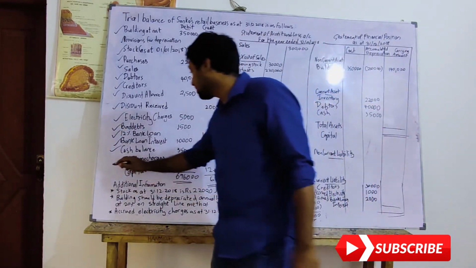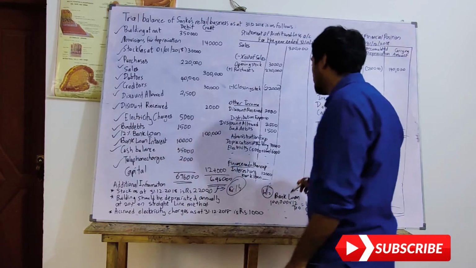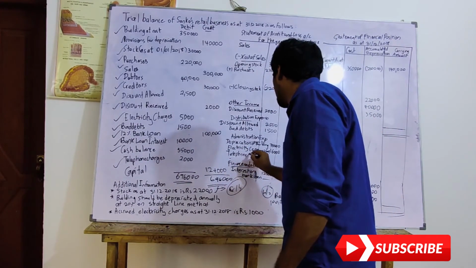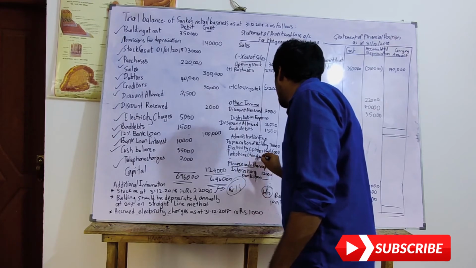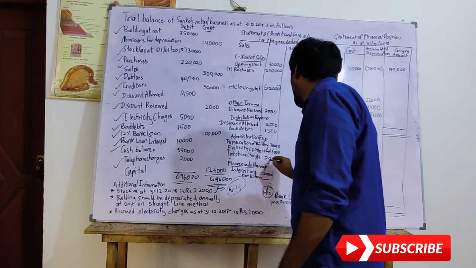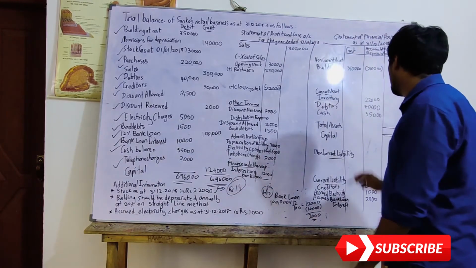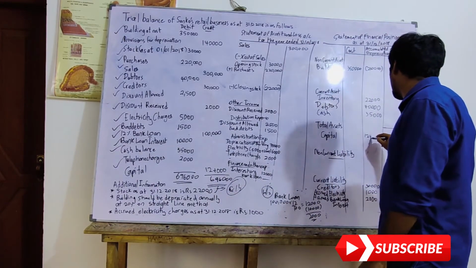Telephone charges 2,000 is an administration expense. So I'll write in an administration expense as telephone charges. How much is telephone charges? 2,000. So I'll record 2,000 here. Then I have capital 124,000. Yes. So 124,000. I will use the second column.